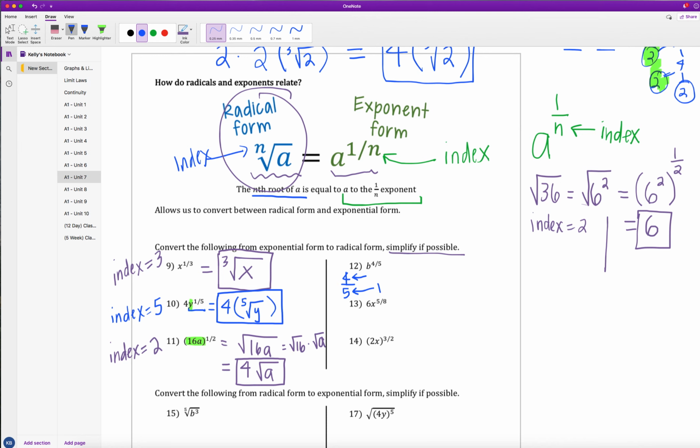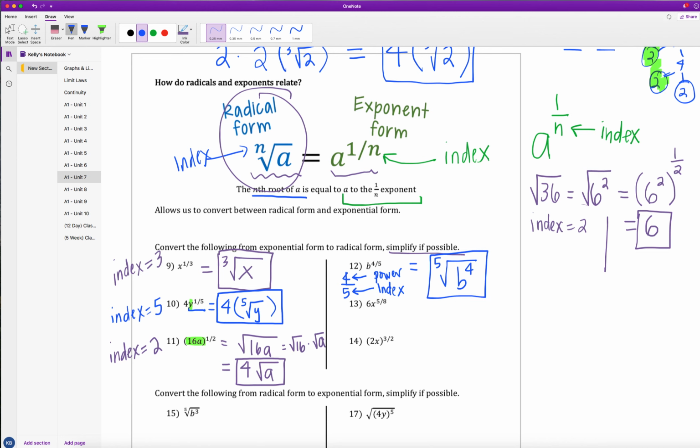So the index, remember, is our denominator, so our index here is going to be 5, which means we will end up with a fifth root of something. The 4 is going to be a power. So I end up with b to the 4th power inside the 5th root. And because I can't simplify that anymore, I am good to go there.